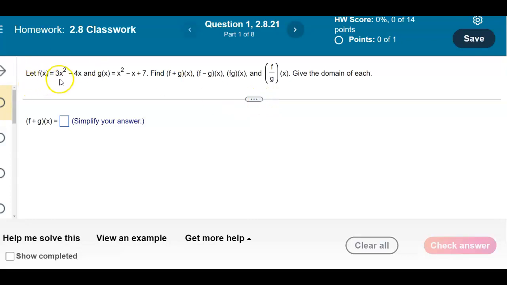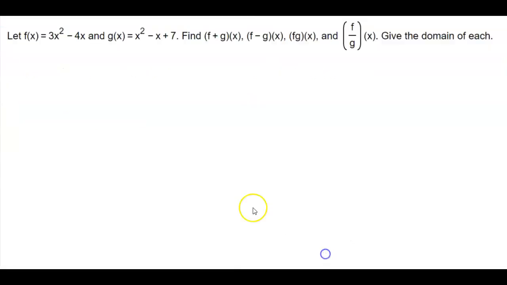Let f of x equal 3x squared minus 4x and g of x equal x squared minus x plus 7. We want to find f plus g of x, f minus g of x, f times g of x, and f divided by g of x. And then we want to give the domain of each. So let's go ahead and do this.